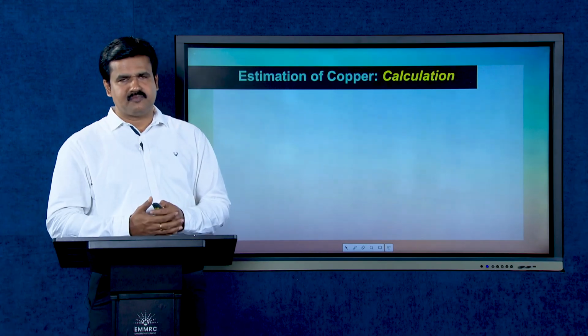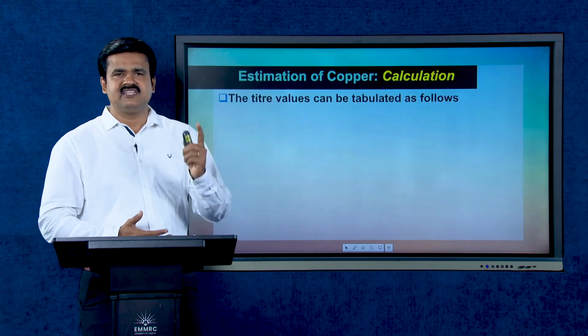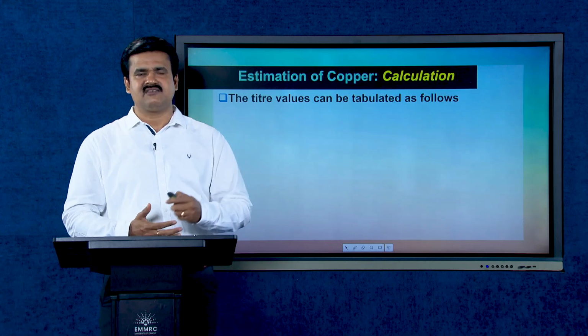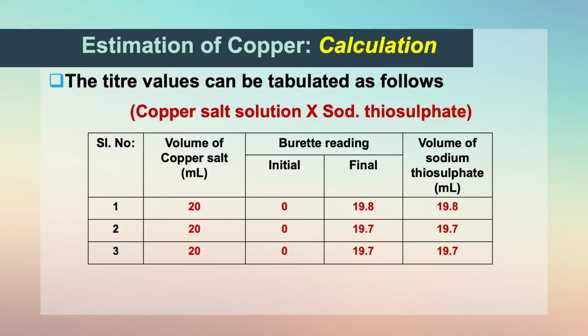We have completed the estimation of copper experiment and are now entering the calculation part. The titer values for the estimation can be tabulated like this. The titration is between copper salt solution and sodium thiosulfate. The volume of copper salt pipetted out is 20 ml in 3 titrations. Corresponding burette readings and concordant values are noted there. The concordant value, the volume of the already standardized sodium thiosulfate solution, is 19.7 ml.